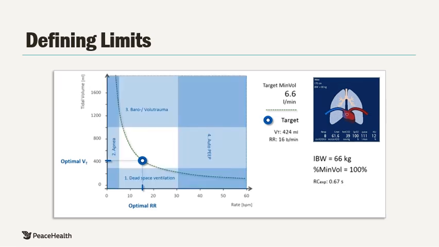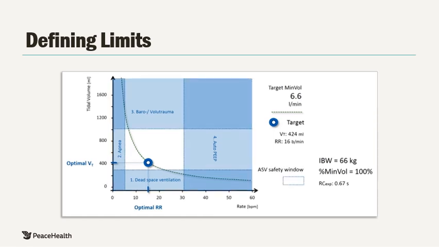To achieve these target values, ASV first defines its limits by creating a safety window on the ASV graph. To think of it simply, as ASV takes the pulmonary mechanics displayed and the dynamic lung graphic, it creates a graphical representation of those lung mechanics overlaid on the ASV graph. This results in the ASV safety window, which aims to define limits for respiratory rate and tidal volumes that avoids baro and volume trauma, auto PEEP, dead space ventilation, and apnea.